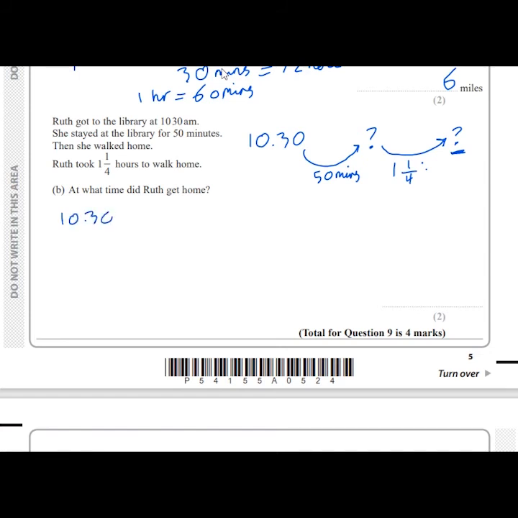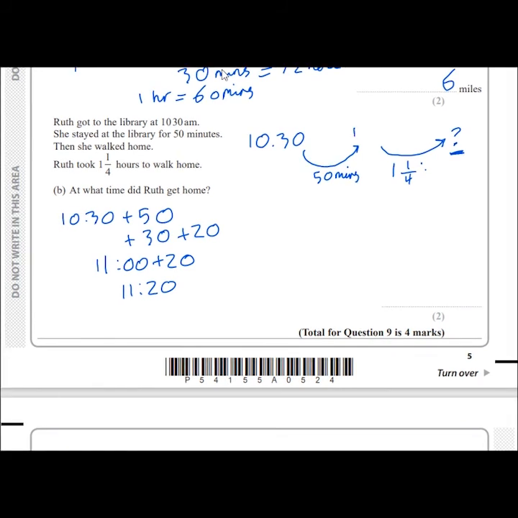We have 10:30 plus 50 minutes. Now I find it a bit easier to break this into bits. So we have 30 minutes through to 11. So if we split 50 into plus 30 plus 20, because 30 plus 20 is 50, so that's okay. So now 10:30 plus 30 minutes is 11. So we get to 11 o'clock plus 20 minutes. And 11 o'clock plus 20 minutes is simply 11:20. So now we can fill in this question mark here, and we get that she left the library at 11:20.